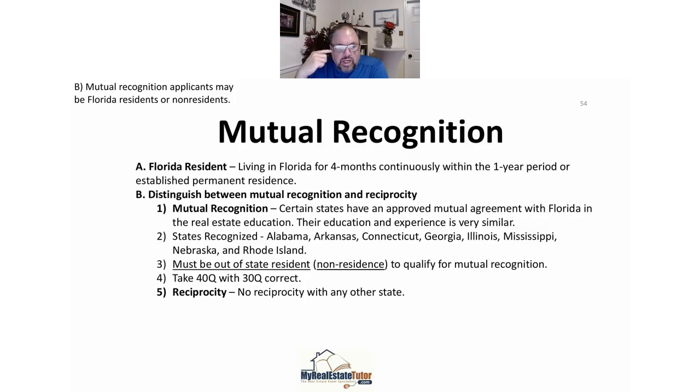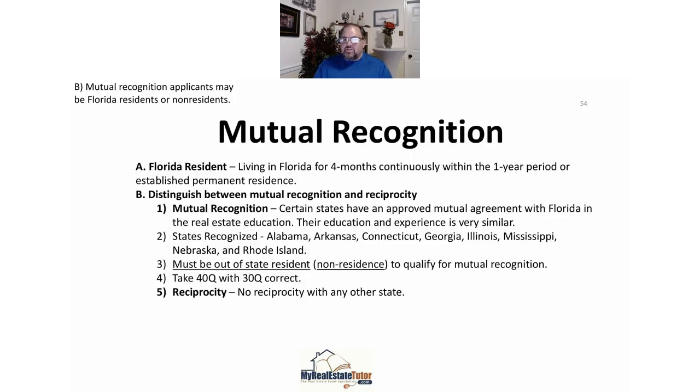You want to know number 3. Must be an out-of-state resident, not a Florida resident, to qualify. And 4, there's a 40-question test, and you've got to get 30 right. Remember, no reciprocity. You have to be a non-resident. Watch this on the state exam because they're going to give you the test question. You ready?